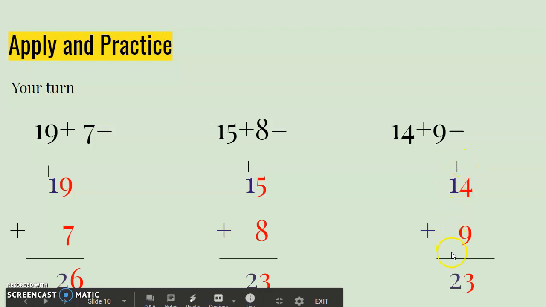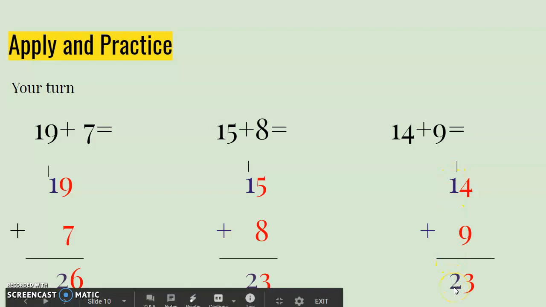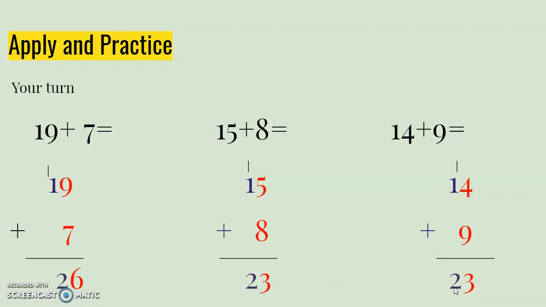Now let's add the tens. We've got a 10 from the 14 and another 10 from the 13, and 2 tens are 20. So 14 plus 9 is 23.